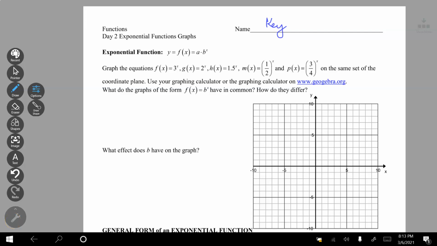Welcome to day 2. We're going to be drawing some graphs of exponential functions. We're going to take these 5 functions, f, g, h, m, and p, and we're going to draw them on this grid. But first I'm going to look at how they look at GeoGebra.org, and it'll be a lot easier to tell some differences between all of them. So I'm going to go to that website.